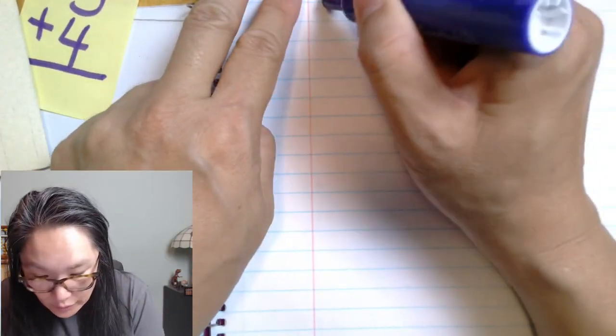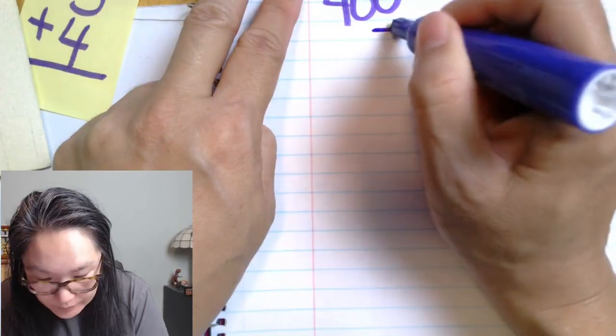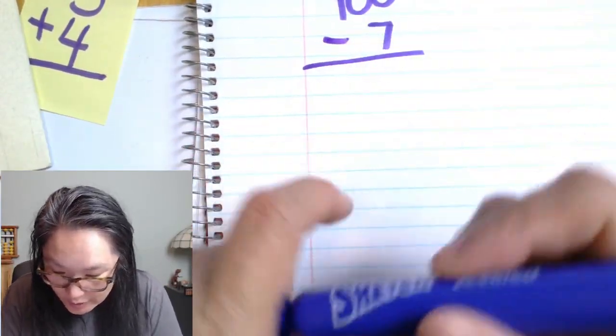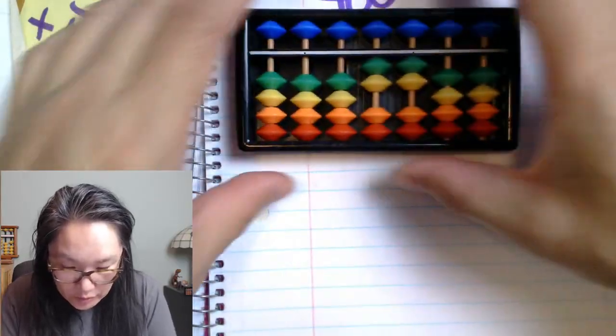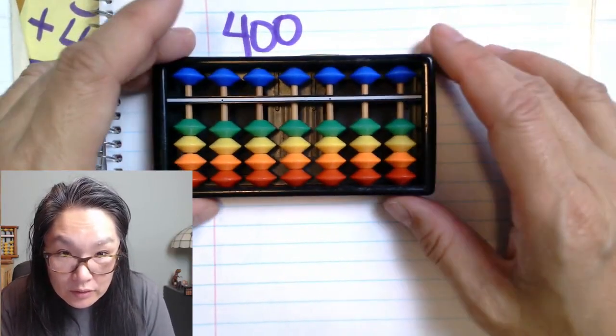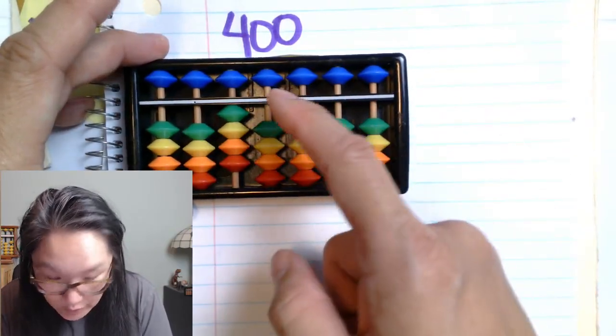Okay, so, oh, that was the question. The question was 400 take away 7. So we do 400 take away 7. It's still the same thing, right? It's just a bunch of numbers, a bunch of equations that we're dealing with. So we do 400, right? We do 400, take away 400, right?